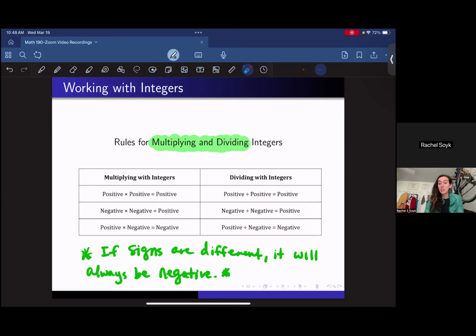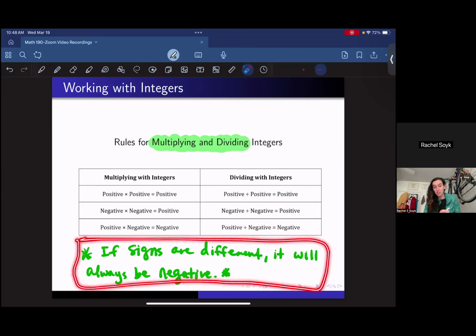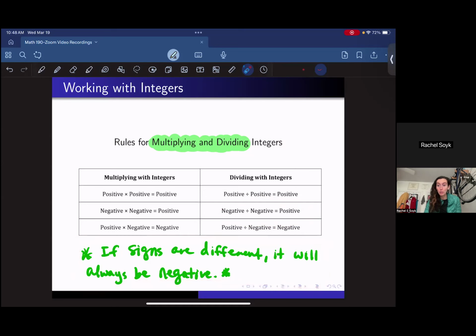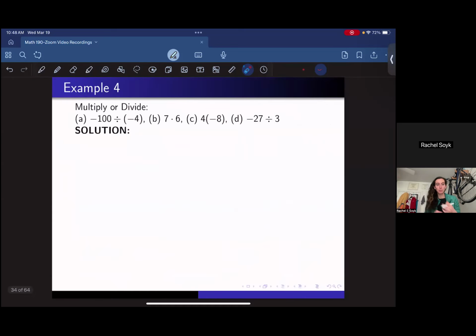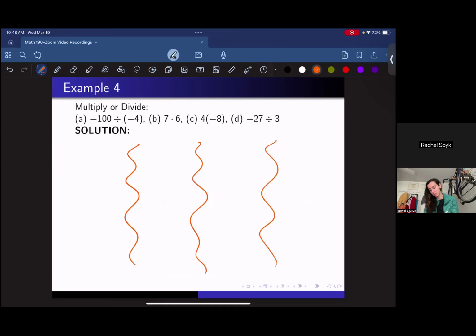When we have a positive divided by a negative, we have a negative. Or if we have a negative divided by a positive, we also have a negative. So the biggest thing to pull from this page is if the signs are different, it will always be negative. Okay, let's look at example 4 now. We have 4 different problems, A, B, C, and D.